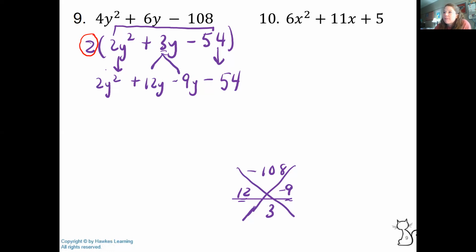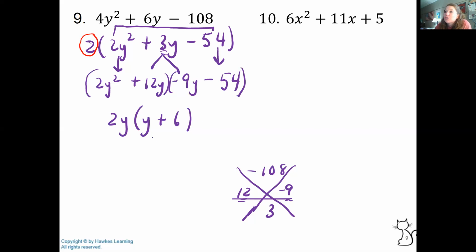All right, so now what do we do? Now we're going to solve by grouping. So we're going to say, okay, what do these two things have in common, and what do these two things have in common? Well, these both have a 2y in common. So we're going to pull out a 2y. Well, 2y squared divided by 2y is y. 12y divided by 2y is positive 6.